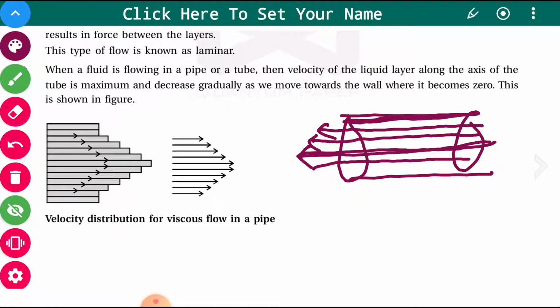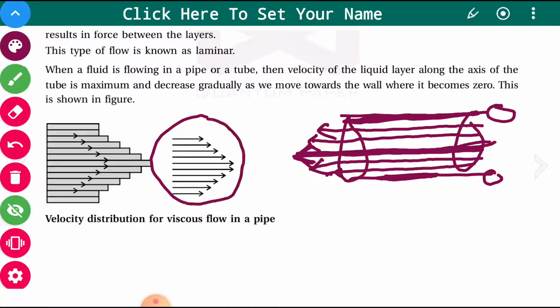Similarly, if you are going away from the axis, try to understand, the velocity of the layers is in decreasing order, and the layer which is in contact with the pipe will have zero velocity. The layer at the axis will have the maximum velocity, which is shown here in this figure to make it very clear.